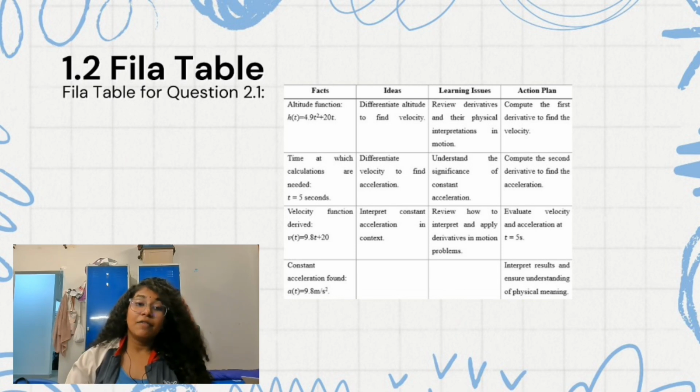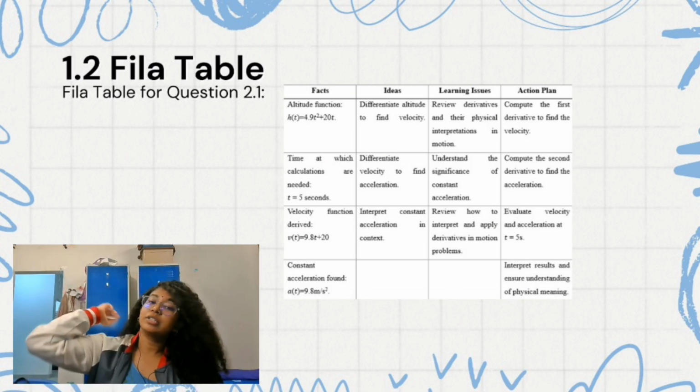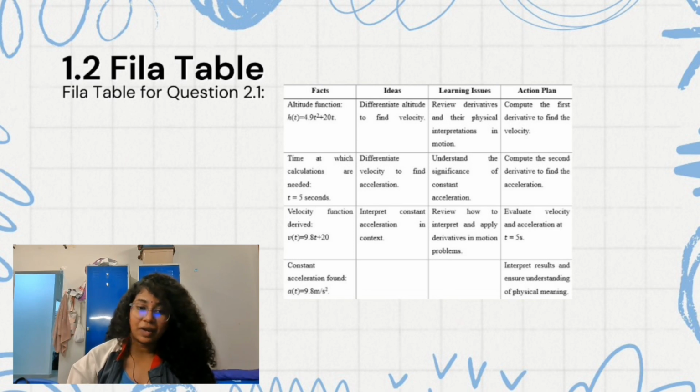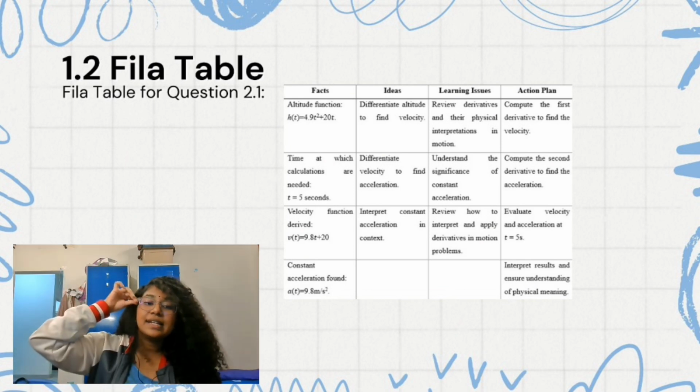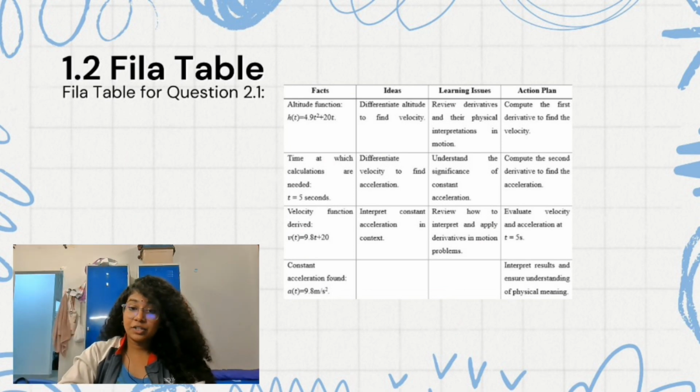Next is the velocity function derived: v(t) equals 9.8t plus 20. Interpret constant acceleration in context. Then review how to interpret and apply derivatives in motion problems, and evaluate velocity and acceleration at t equals 5 seconds. Lastly, constant acceleration is found: a equals 9.8 meters per second squared. Interpret results and ensure understanding of the physical meaning.